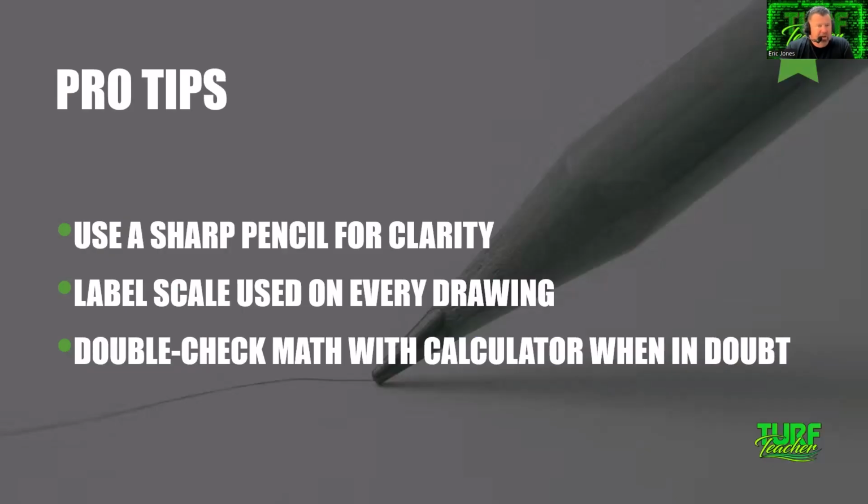With pro tips, use a sharp pencil for clarity. Use a mechanical pencil or a Pentel Sign Pen or a V7 pen. Use a mechanical pencil that rotates so it keeps that sharp point. Label the scale used on every drawing and double check math with a calculator when in doubt. But keep those pencils sharp. If you're using some of your sketching pencils, those are, again, used to sketch. They're not used to draw precise drawings.